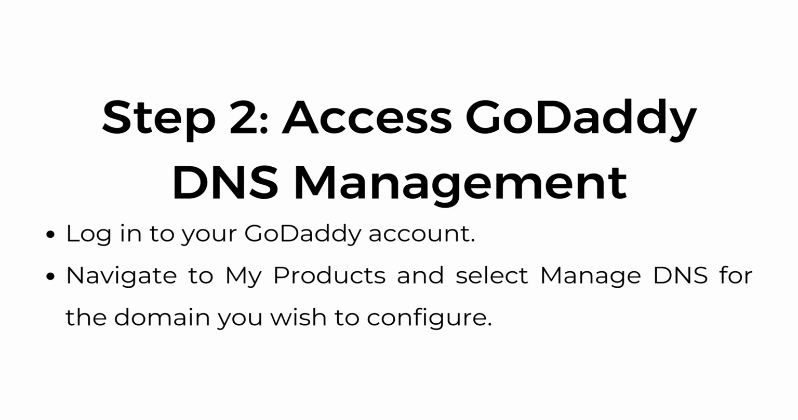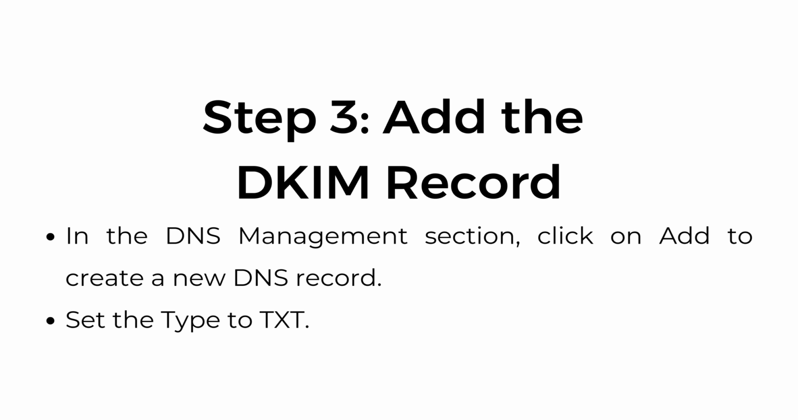Step 2. Access GoDaddy DNS management. Log into your GoDaddy account. Navigate to My Products and select Manage DNS for the domain you wish to configure. Step 3. Add the DKIM record.